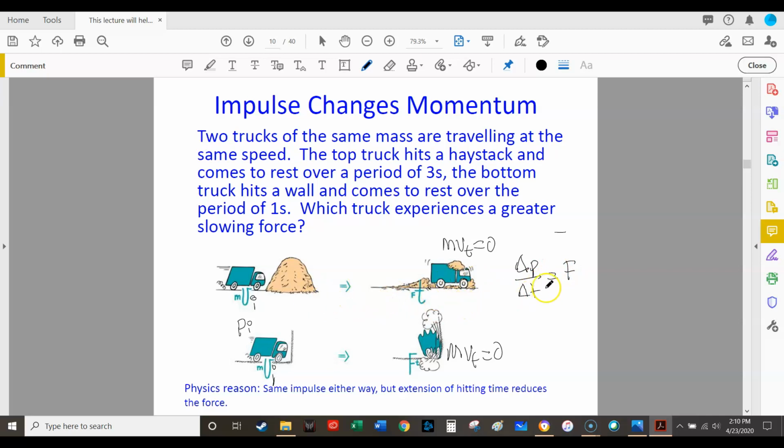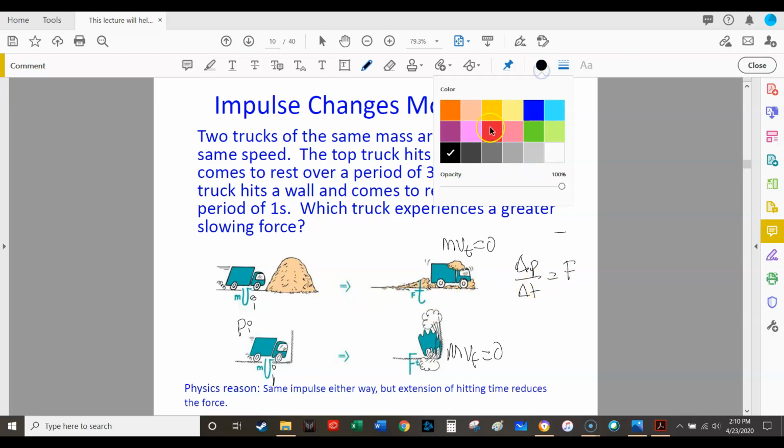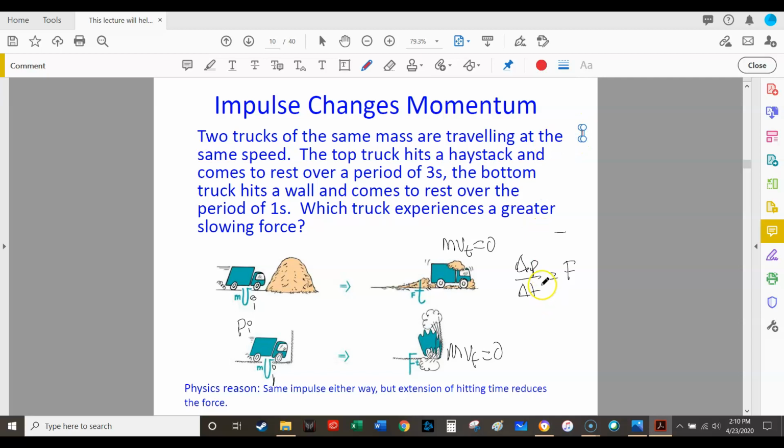In the haystack's case, you are increasing the time of impact, right? So in both cases, the change in momentum is a constant. You're both going from the same initial velocity to the same final velocity, which means you have the same initial momentum, and you're going to have the same final momentum, right? So your change in momentum is going to be the same in both cases.